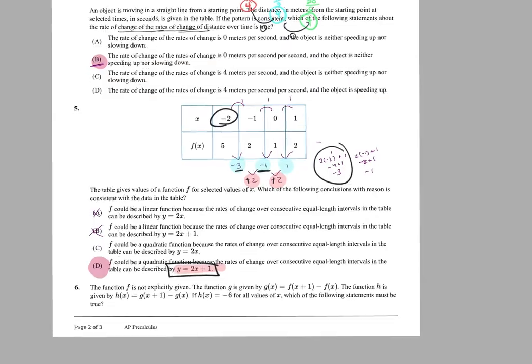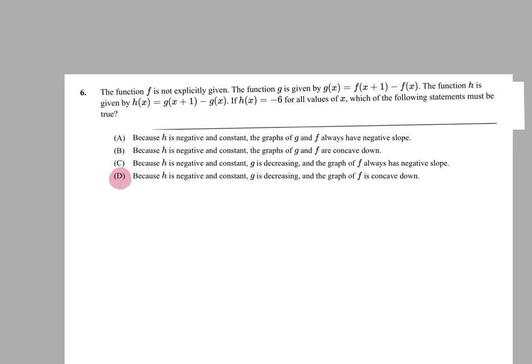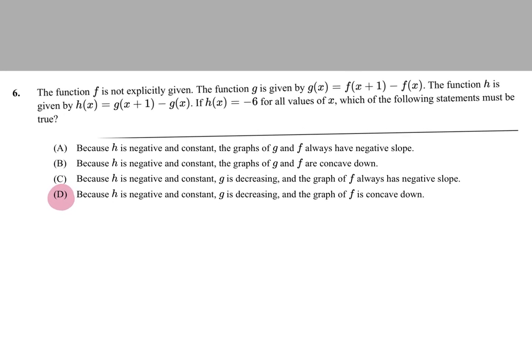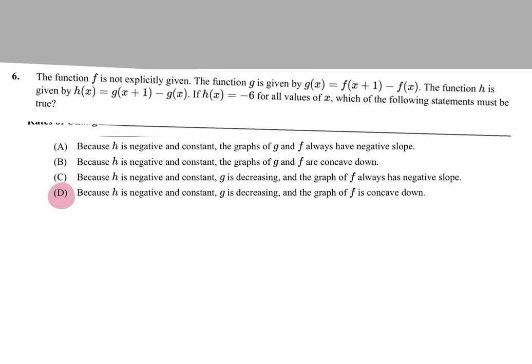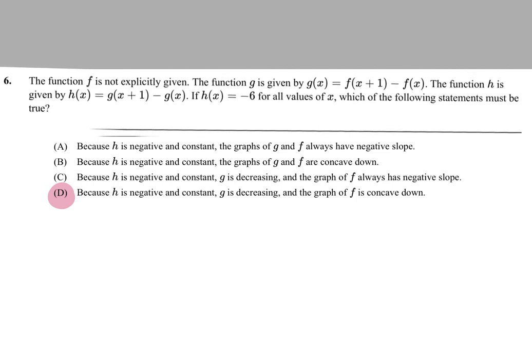All right, then the last one, and to me this one is the one that threw most people because of the wording of it. Okay, the function f is not explicitly given. The function g is given by g of x equals f of x plus 1 minus f of x. What does that mean?